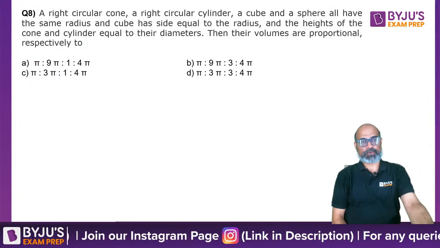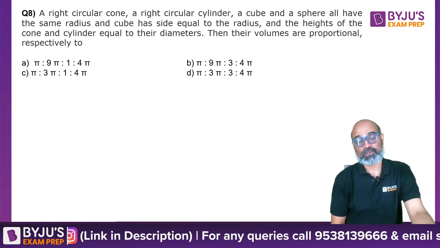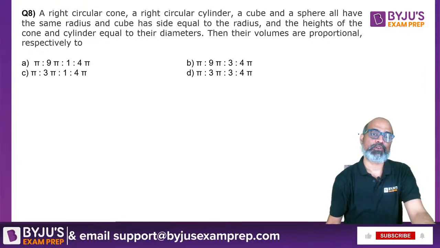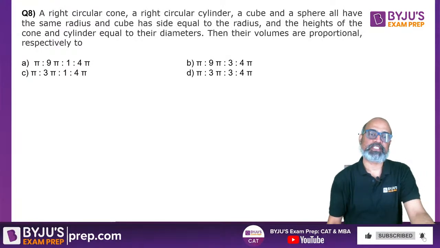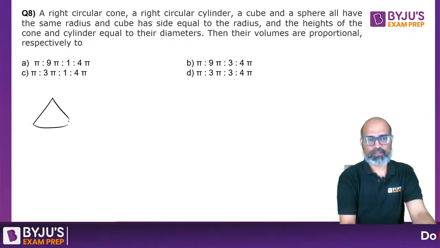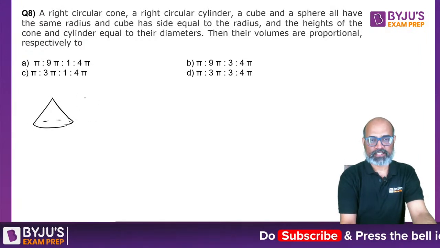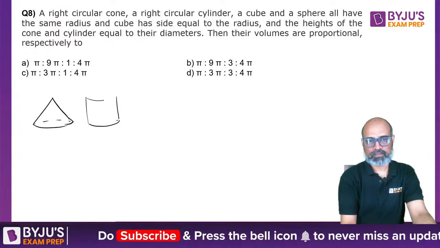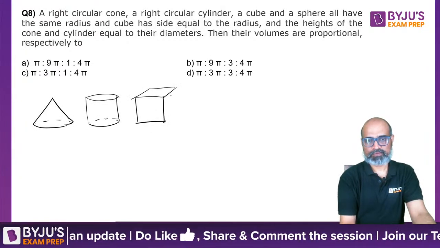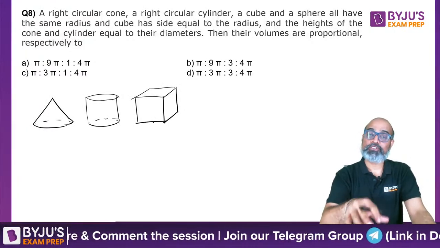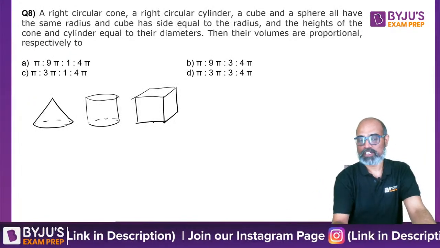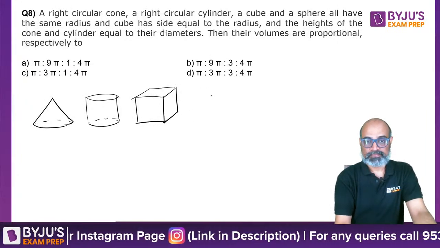Okay. Next one. A right circular cone, a right circular cylinder, a cube and a sphere all have the same radius, and the cube has side equal to the radius, and the heights of the cone and cylinder are equal to the diameters. Then their volumes are proportional respectively to. Pretty simple, right? So we have a right circular cone, we have a right circular cylinder, we have a cube. See, you don't have to draw the figures in the exam, right? You should understand what is given. The dimensions are all you need to write. The figure is just for you guys to write, not to understand. And then you have a sphere.